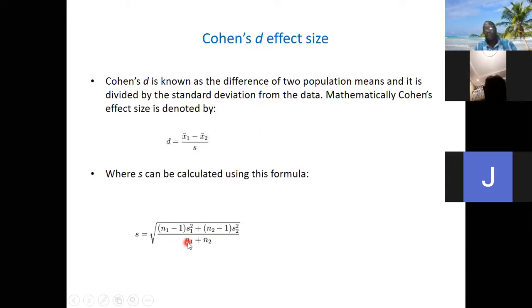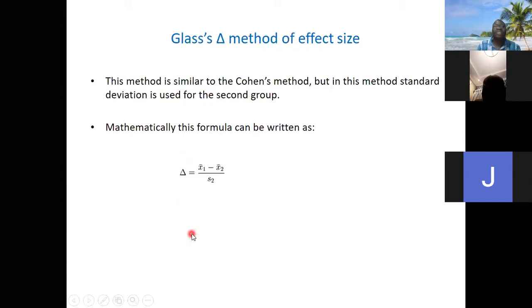It's a pooled standard deviation. For the two groups, you put the standard deviation for the two. This is the formula for the pooled standard deviation. You calculate one standard deviation from the two standard deviations, because each of them has its own standard deviation. So the standard deviation is a pooled one, and this is the formula for calculating it.